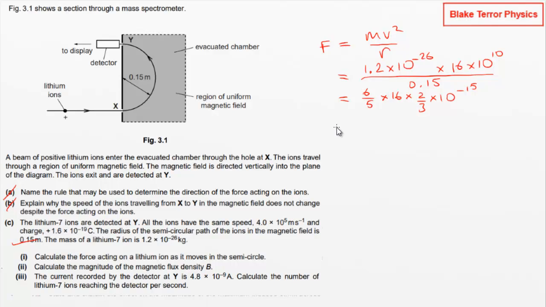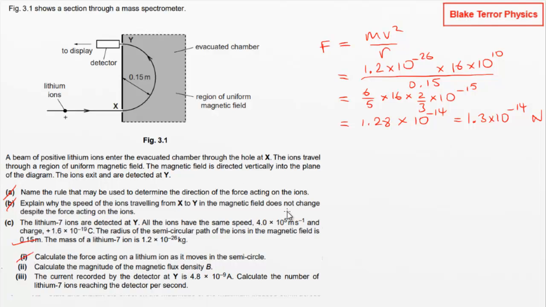So what's all this then? A fifth of 16 is 3.2, multiplied by 4, so 12.8. So 1.28, we've taken a 10 off of that to make it 10 to the minus 14. So 1.3 times 10 to the minus 14 newtons.